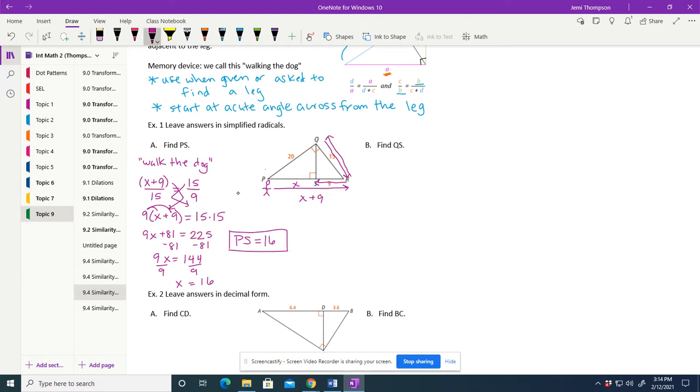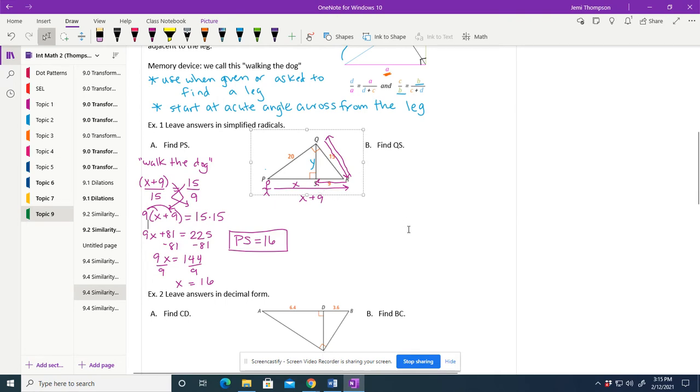The next problem asks me to find QS. QS is the altitude. I'm going to go ahead and call that Y. Now you have some options here. You could redraw this triangle to write all over it. You could erase what has already been written and reuse it.